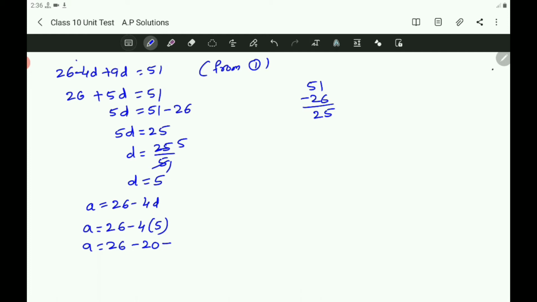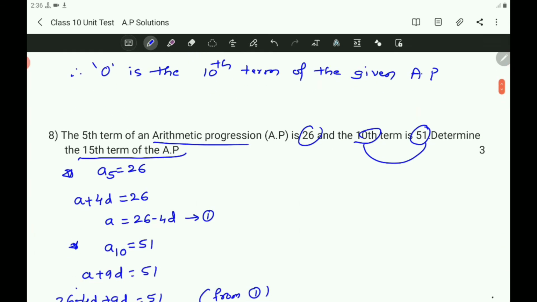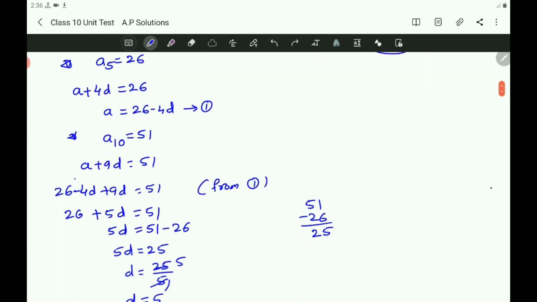26 minus 20, you will get 6. So you got A equals 6, D equals 5. Now here we have to find the value of the 15th term. Once you got A and D, you can get any term.